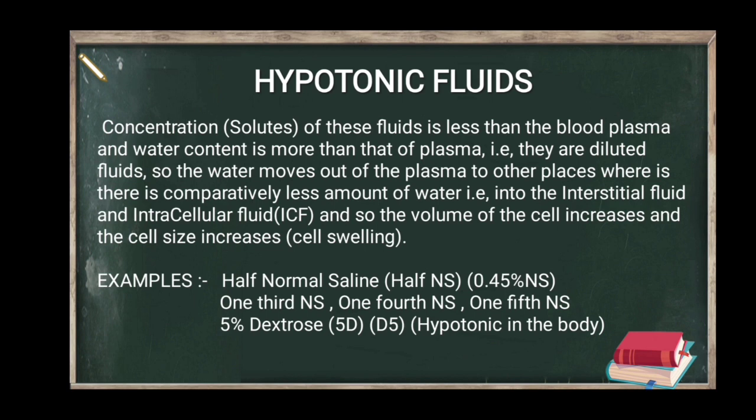Examples for the hypotonic fluids are half normal saline, also known as 0.45% normal saline, 1/3 normal saline, 1/4 normal saline, 1/5 normal saline, and 5% dextrose. As we already discussed, this 5% dextrose is isotonic in the bottle. Once it reaches the blood plasma, all the glucose or sugar present in the 5% dextrose is utilized by the cells and it becomes hypotonic.